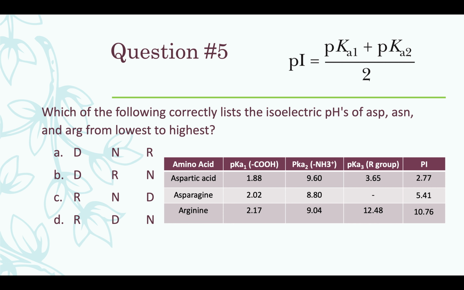Okay, so we're not done yet. We still have to arrange it from lowest to highest. Aspartic acid comes first, followed by asparagine and by arginine. Now, in terms of their one-letter code, we have this sequence: D, N, and R. So the answer here is letter A.